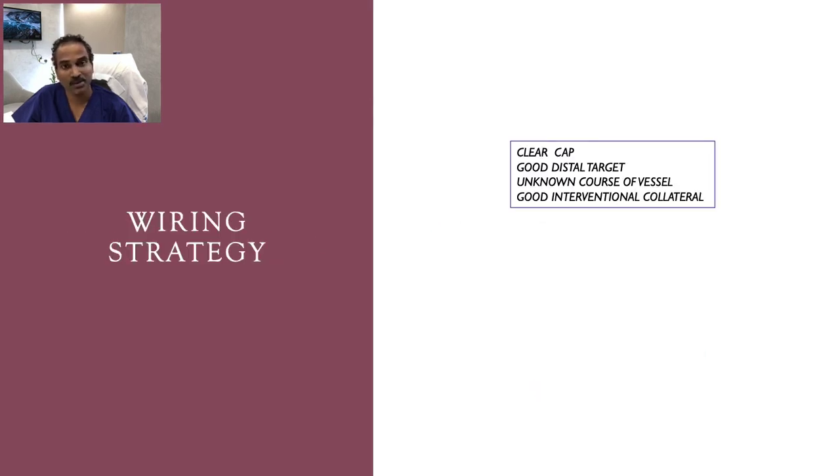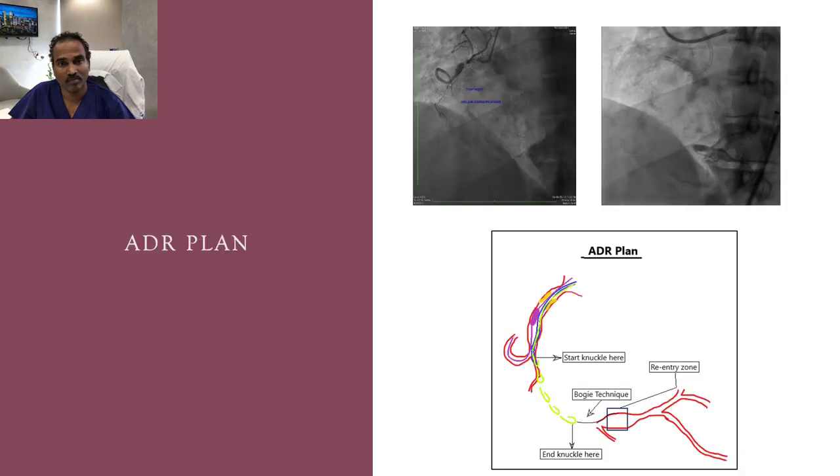So coming to the wiring strategy for this anatomy, there is a clear cap and a good distal target, and an unknown course of the vessel till the crux. And interventional collaterals are quite good. So either retrograde or antegrade dissection re-entry can be attempted, as there are no big branches in the CTO. We opted for antegrade dissection. So this is the antegrade dissection and re-entry plan for this patient.